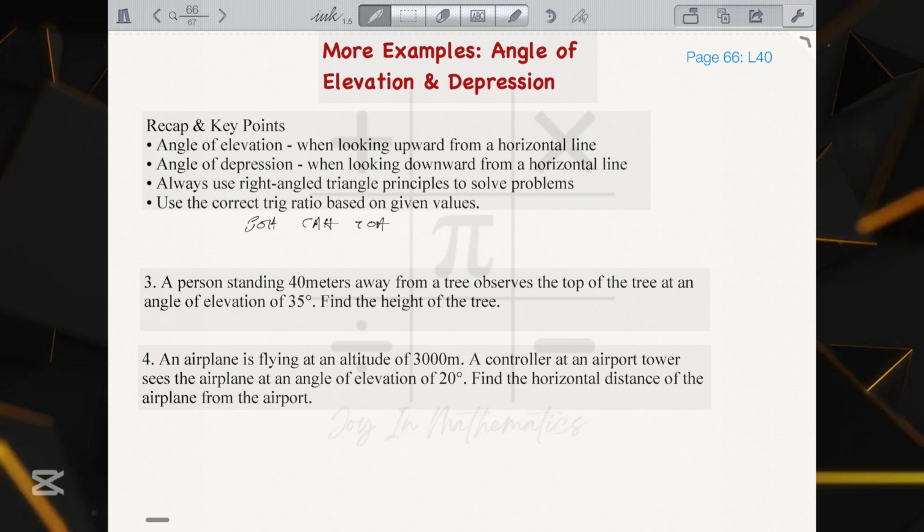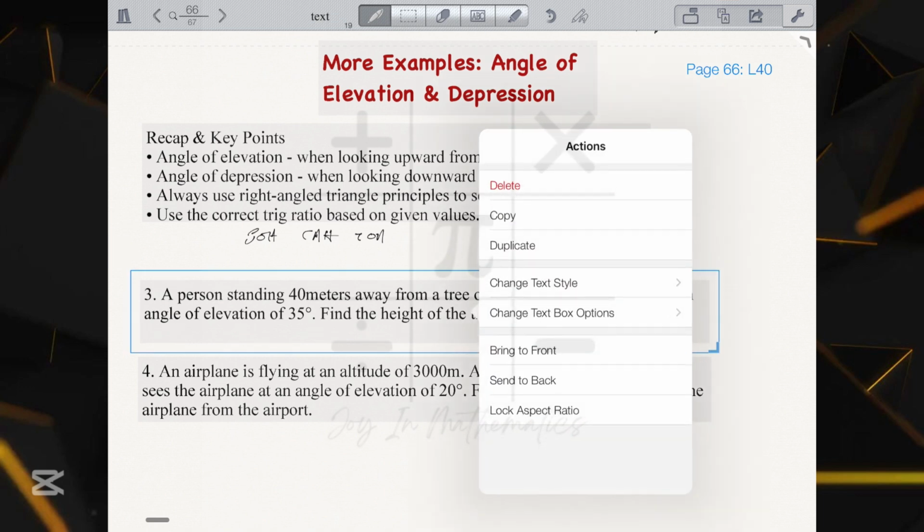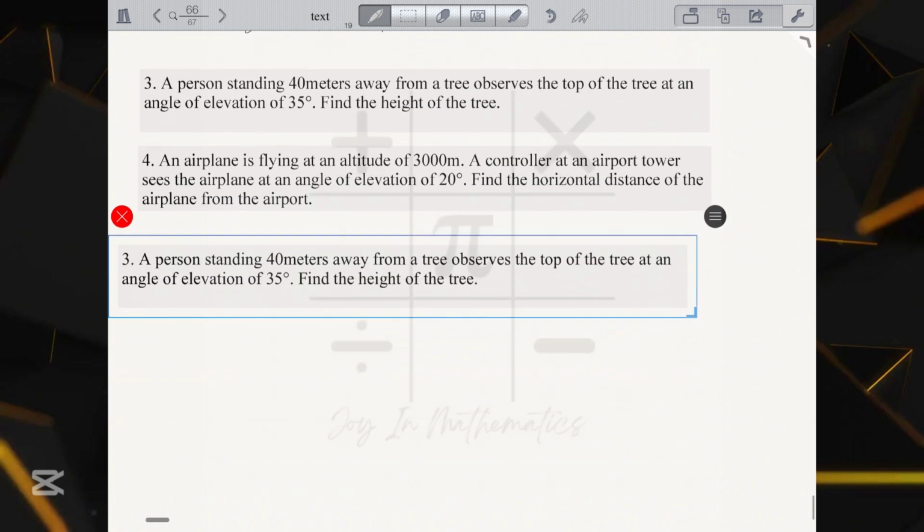The first question says a person standing 40 meters away from a tree observes the top of the tree at an angle of elevation of 35 degrees. Find the height of the tree. As usual, let's duplicate so that we'll have it for ease of access.